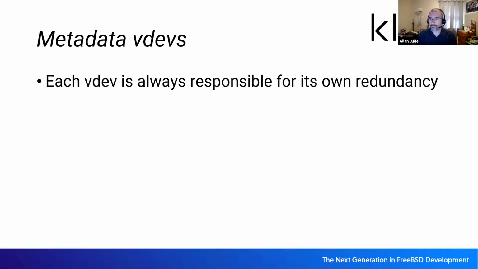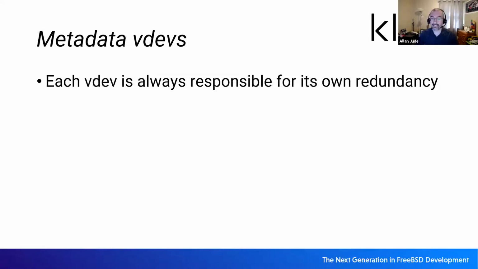So when you have two sets of mirrors, if one of the disks in the first vdev dies, the only other copy of that data is on the second disk in that same vdev, and that mirror has to resilver and recover itself. The other vdev has no information and nothing to contribute to the degraded vdev.